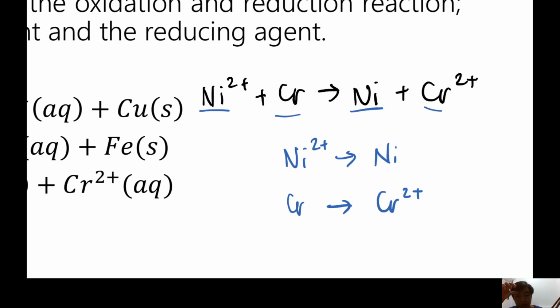Okay. So, after doing that, check the charges. Check the charges. On the left side of the top equation, I have positive 2 charge on the left side. On the right side, I had 0 charge. So, saan ako maglalagay ng electron? Sa left side. No? Left side. Kasi ito yung positive 2. Yun yung 0. Mas mataas yung positive 2. So, we will add electrons on the positive 2 side.